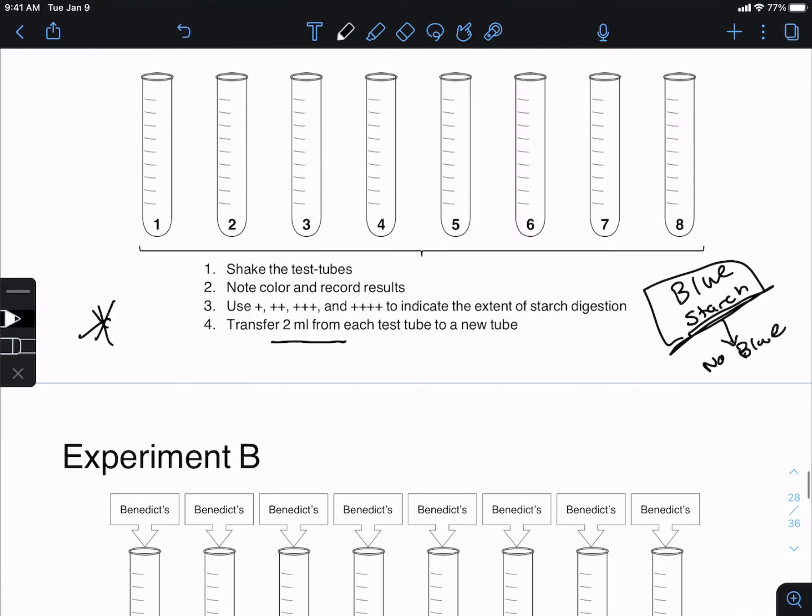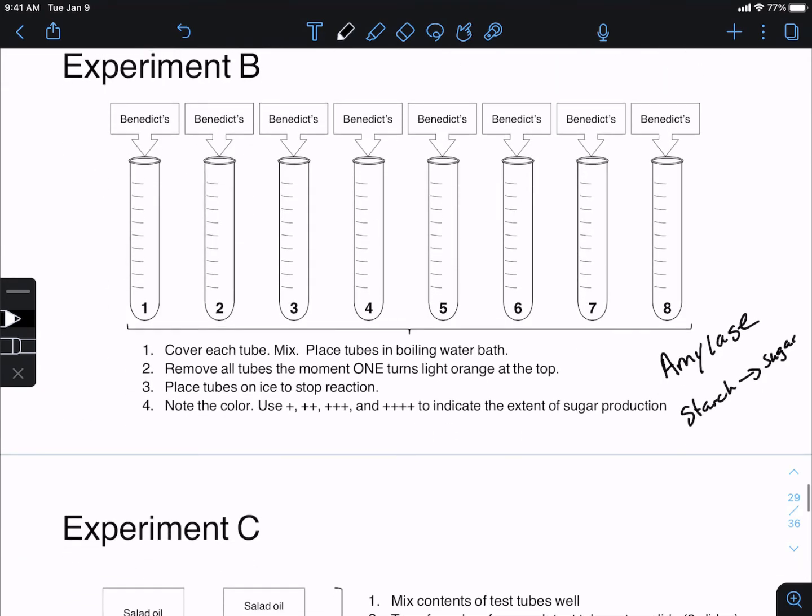Okay, so if we go back up here, starch becoming sugar means that our blue color disappears. Well, what happens when starch becomes sugar down here? Now, instead of our blue color disappearing, when we boil that Benedict's, it's going to go from blue to orange as more and more sugar is being produced. And so once again, you're going to use plus symbols to indicate the extent of the sugar production.